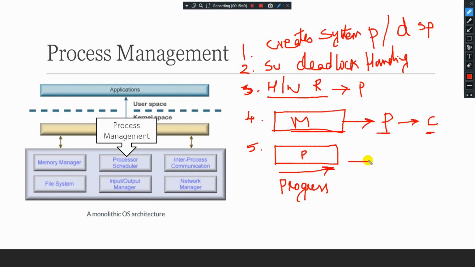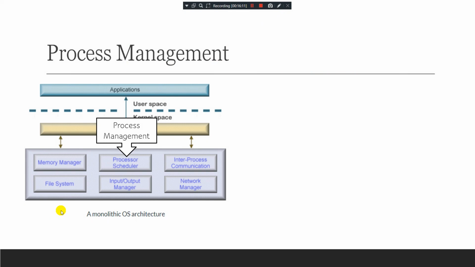Progress is also controlled by the system. So these are the 5 points you need to remember for process management, which are the activities being carried out by the operating system for process management. Okay. Next, we will see memory management.